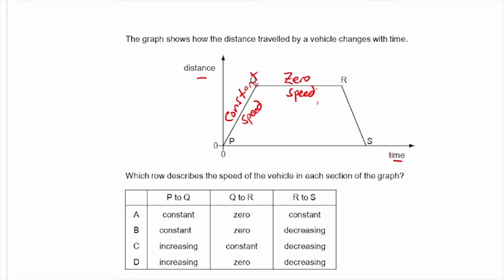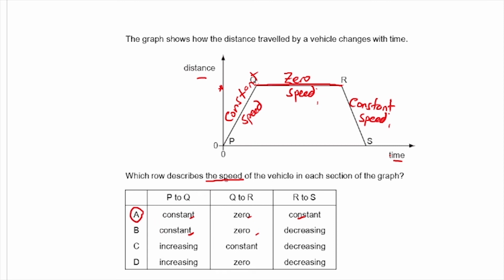That is what it means, that it has been moving this distance, then it reaches a certain point, and then it stops. But the time keeps moving. So here it is 0 speed. Then from R to S, this is still constant speed. So here they're asking us which row describes the speed of the vehicle in each section of the graph. So between P and Q, it is constant, yes. Then yes, it is 0. Yes, then between R and S, it is still constant, but in the opposite direction. So the answer is A.